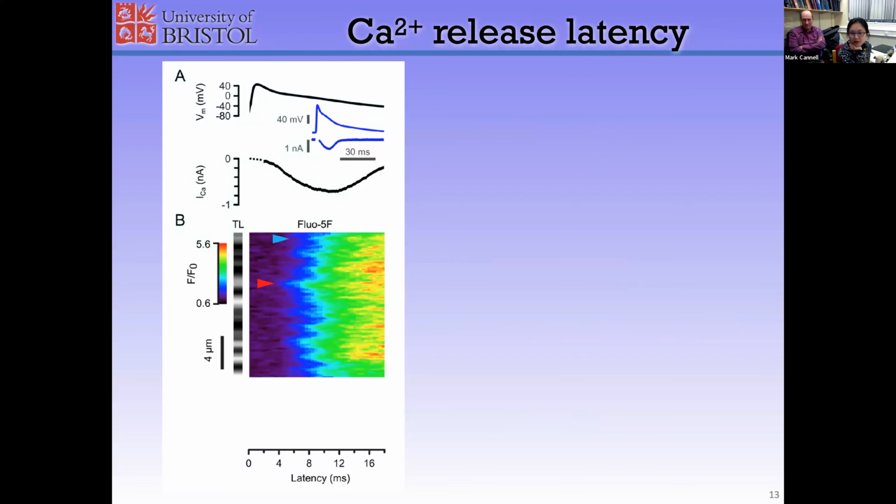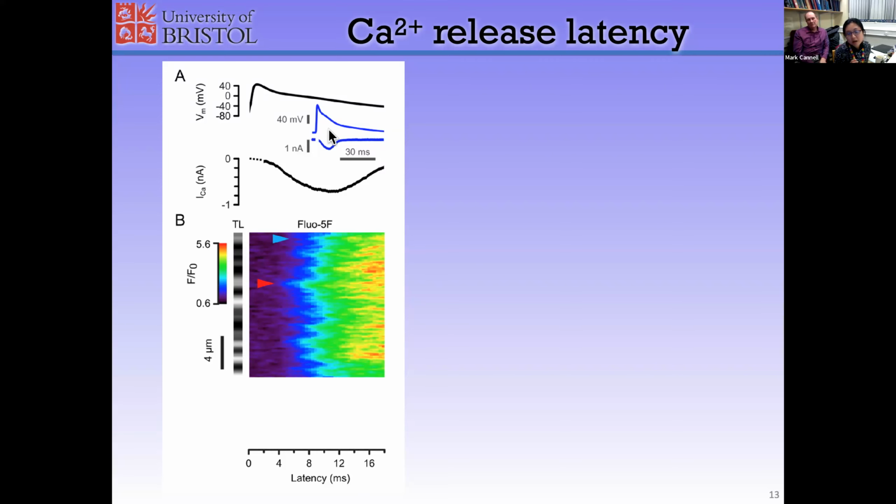So we started off by measuring calcium release latency during an action potential by taking ventricular myocytes from rats, voltage clamping them to an action potential waveform. And that waveform is shown in the inset here, alongside the corresponding nifedipine sensitive current. Now, the same data from that same cell is shown in the main figure at a slower time base, alongside the line scan image of calcium release.